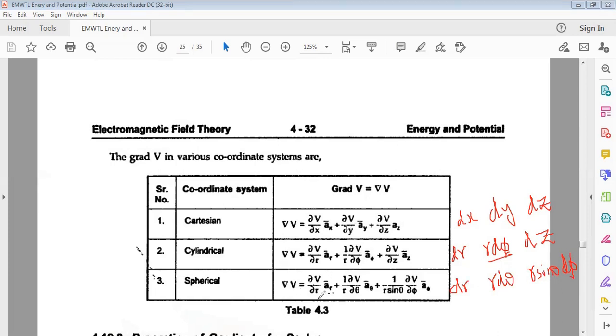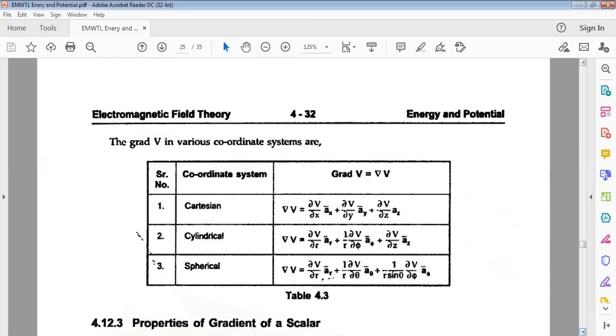So dr gives dou V by dou r into ar bar, d theta gives 1 by r into dou V by dou theta, and r sin theta d phi gives 1 by r sin theta into dou V by dou phi. This is the gradient of V, or del V, for the Cartesian, cylindrical, and spherical coordinate systems. Got it, my dear students?